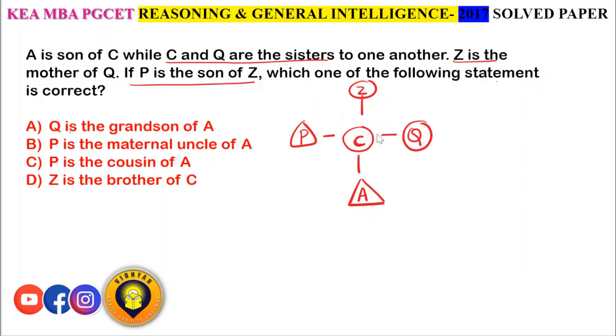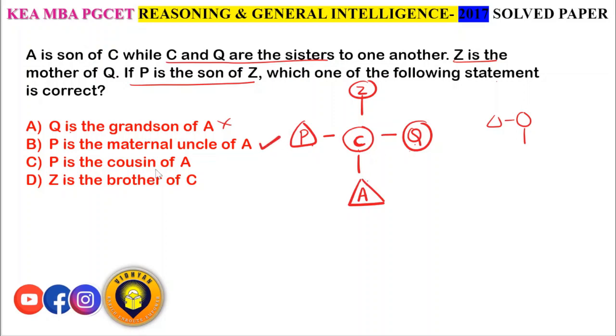Q is the grandson of A. No, Q is not the grandson of A. It is false. P is the maternal uncle of A. Maternal uncle means what? Mother's brother is called maternal uncle. Whether P is the maternal uncle of A? Yes, A's mother is C, C's brother is P. So that means P is the maternal uncle of A.